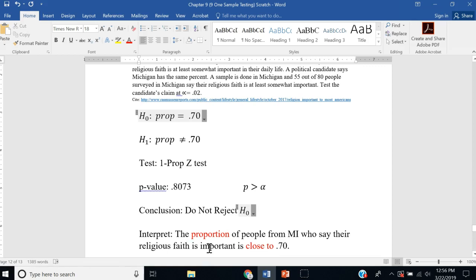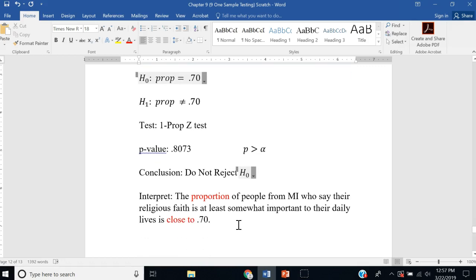We could have said is important to their daily lives. So if you wanted to write it and be a little bit more precise, you could say is at least somewhat important. Instead of saying is important, you can say is at least somewhat important to their daily lives is close to 0.70. Any of those phrases that I just said would have worked for the test.